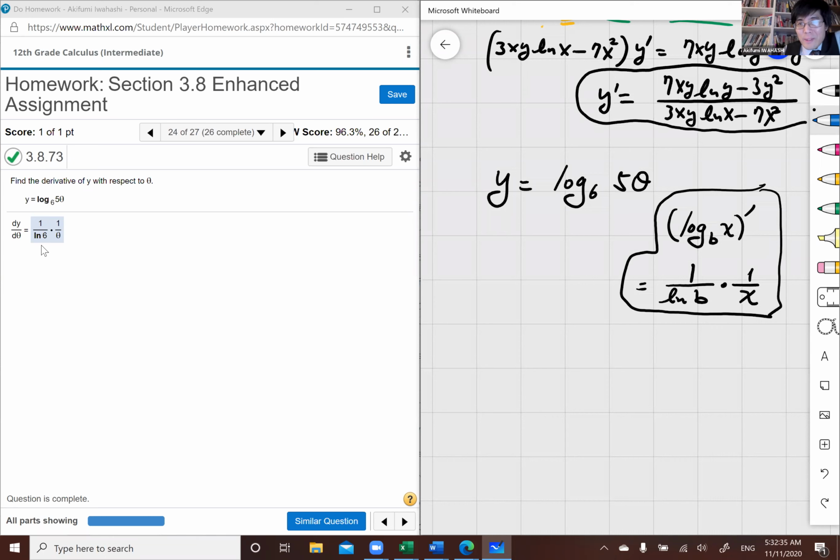But even if you do not remember this formula, you still can solve this one. First of all, because you don't like this base 6, just rewrite it into 6 to the power of y is equal to 5 theta. Then put this expression into ln, which is the more preferred base.